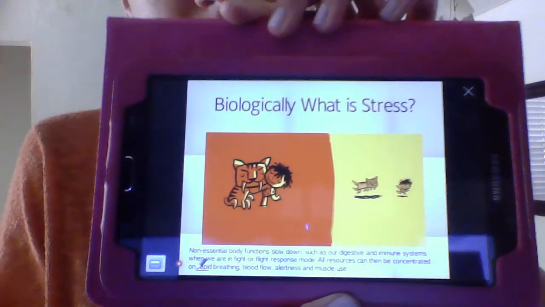So if we think about this biologically, a very long time ago, our ancestors, what they would use this fight or flight system for, is like if they were running from a saber-toothed tiger. And I have this picture here for you, except these ones are friends. But it's this idea of running from an animal, right? My body would need that.